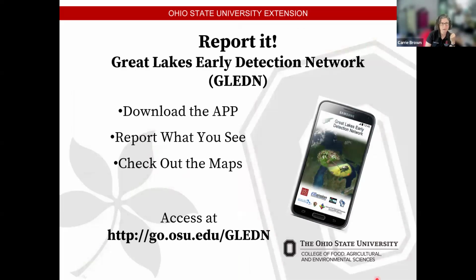Now, we can't prevent the spread of an invasive species if we don't know its current distribution. So GLEDN, which is something that I mentioned earlier, the Great Lakes Early Detection Network, is a free app that is available for iPhones and for Androids. It allows you to report what you see, and you're able to also check out those EDDMapS and see where the species has been reported in the past.